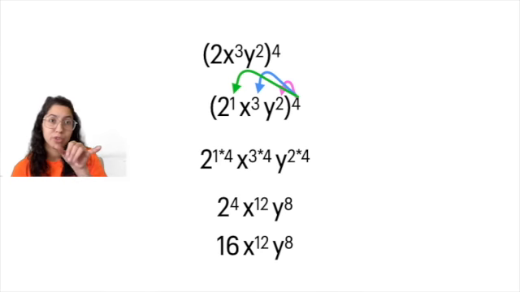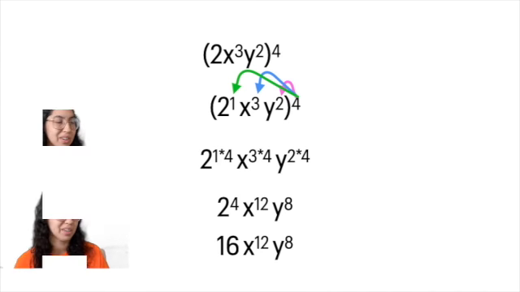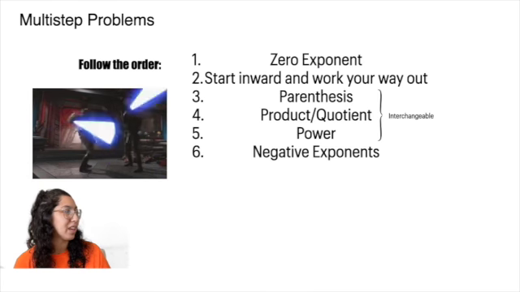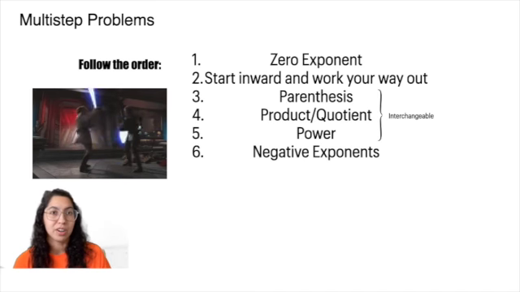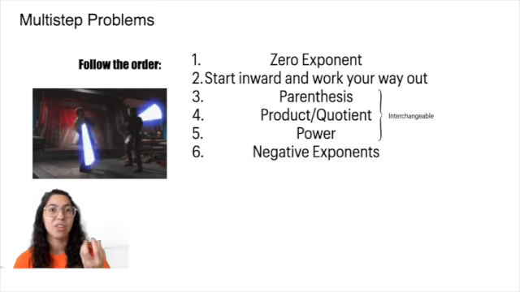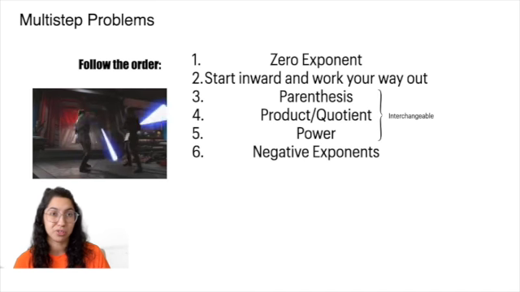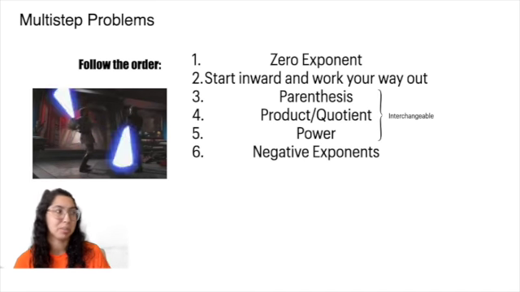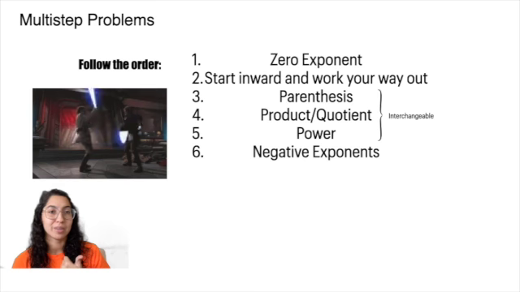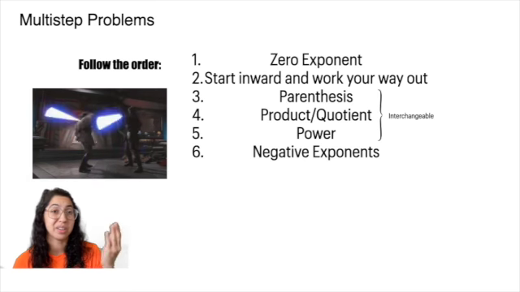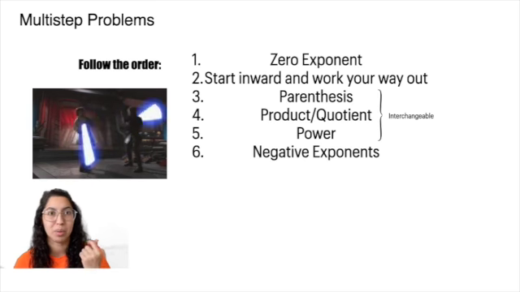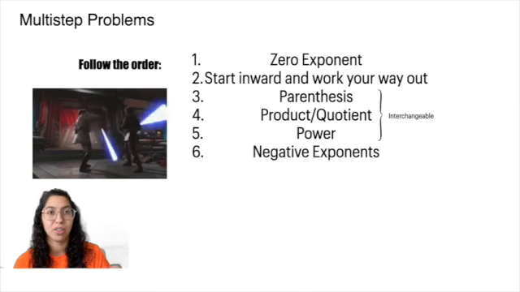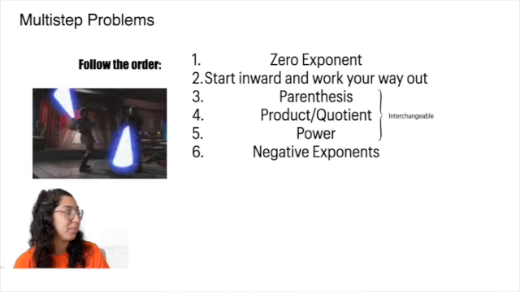Let's go into another example. So first thing, we are following the order. So multi-step problems, this is where we're combining all of our laws that we've learned so far into certain problems. So zero exponents should always start first. Always look for those zero exponents because those are just going to be 1. So we want to change all of those, the whole thing, to 1.